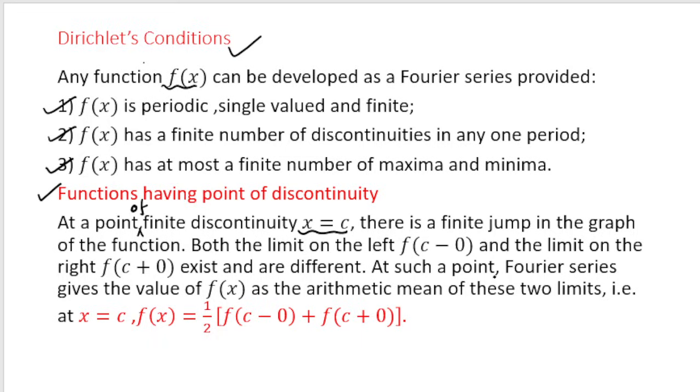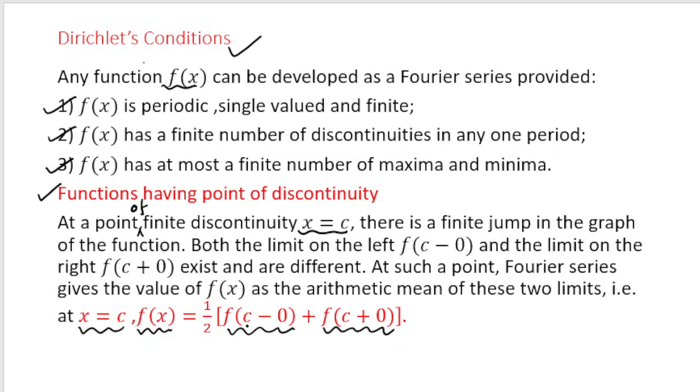At such a point, the Fourier series gives the value of f of x as the arithmetic mean of these two limits. It means that if x is equal to c is a point of discontinuity, then the function value at x is equal to c will be given by 1 by 2 of f of c minus 0 plus f of c plus 0. You might be thinking, what is this?